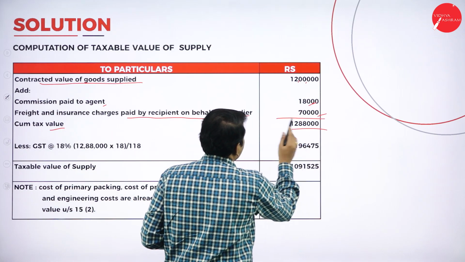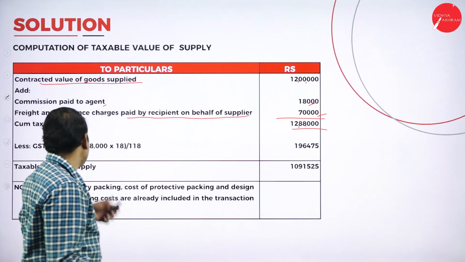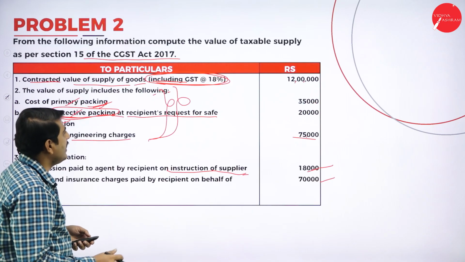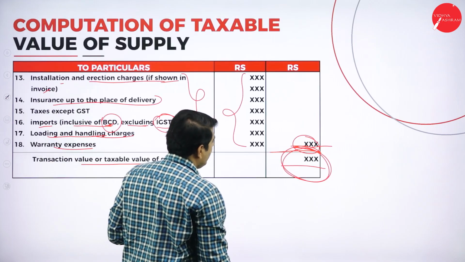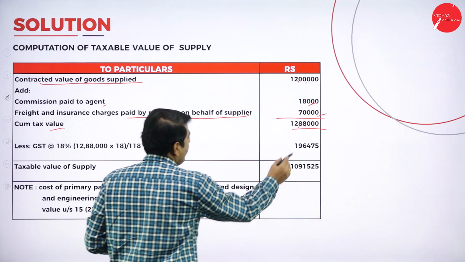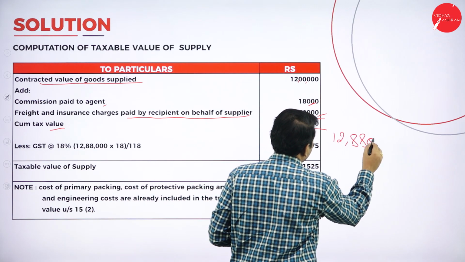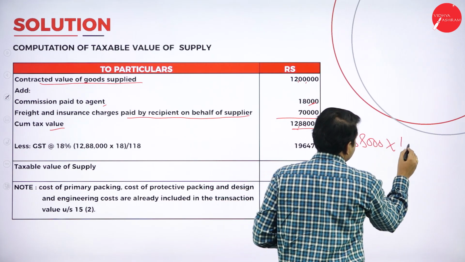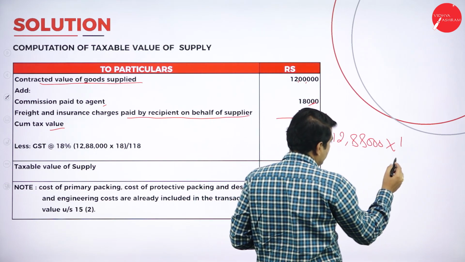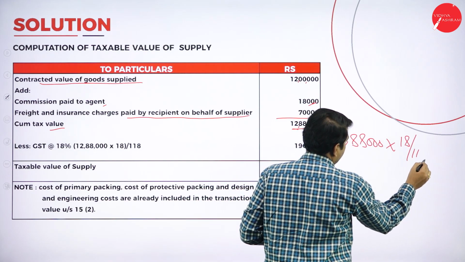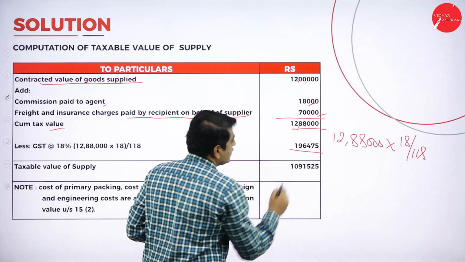Next one, total taxable value is 12,88,000. Next one, less GST. GST is already included. See here, he has given GST already included. How to calculate this? The total value of transaction is 12,88,000 into GST. GST is already included, so we have to exclude the GST. How to exclude the GST? 18 by 118. So calculate this, and we can exclude the GST.